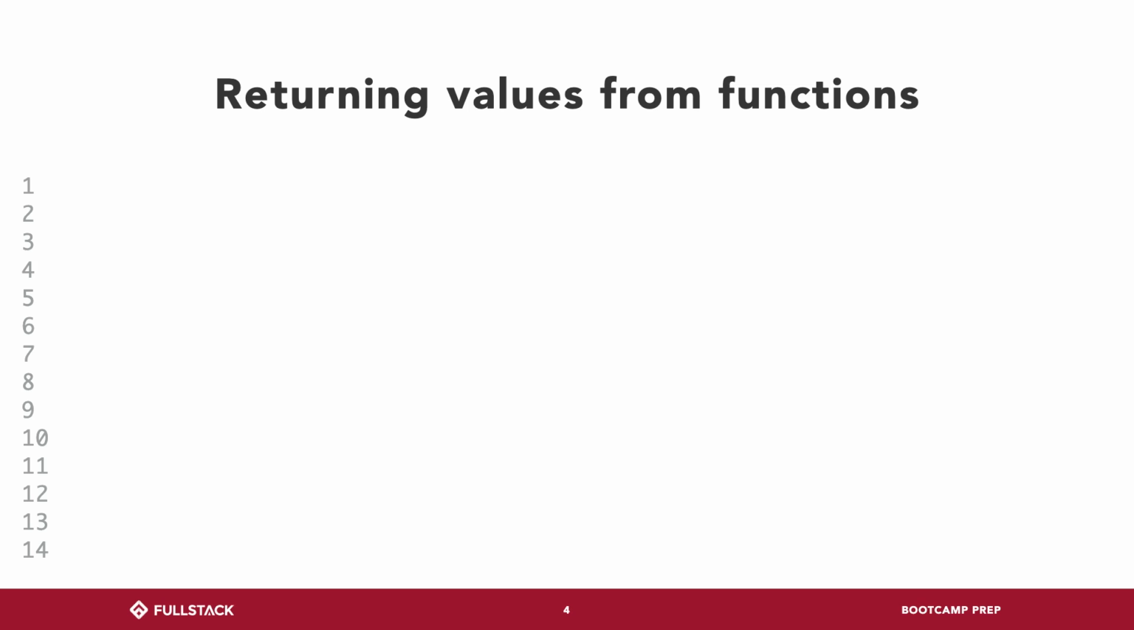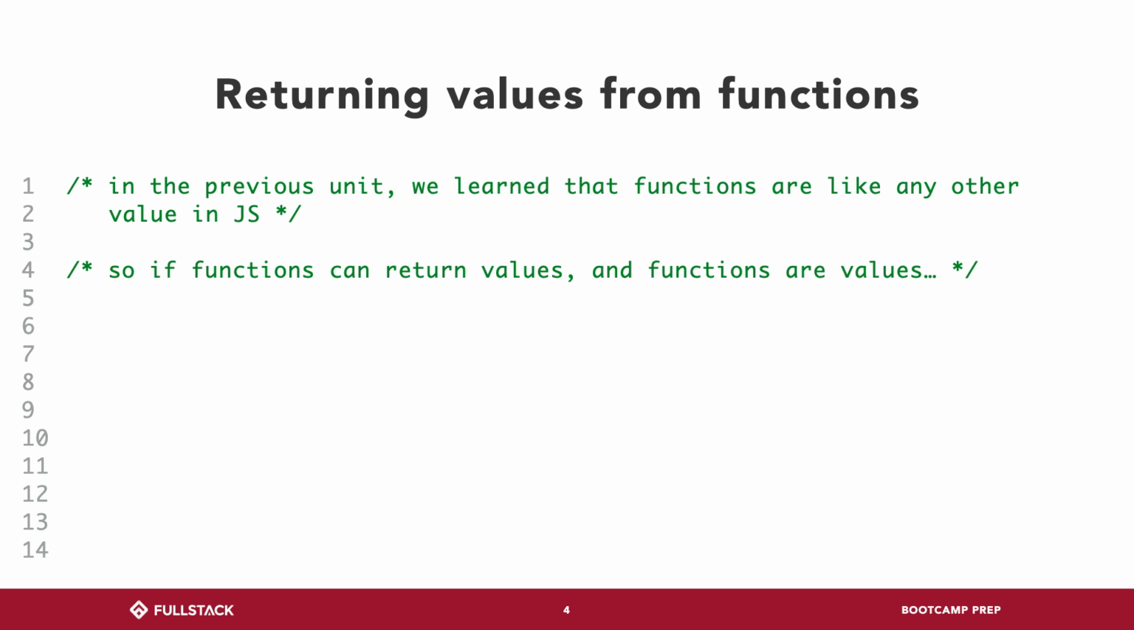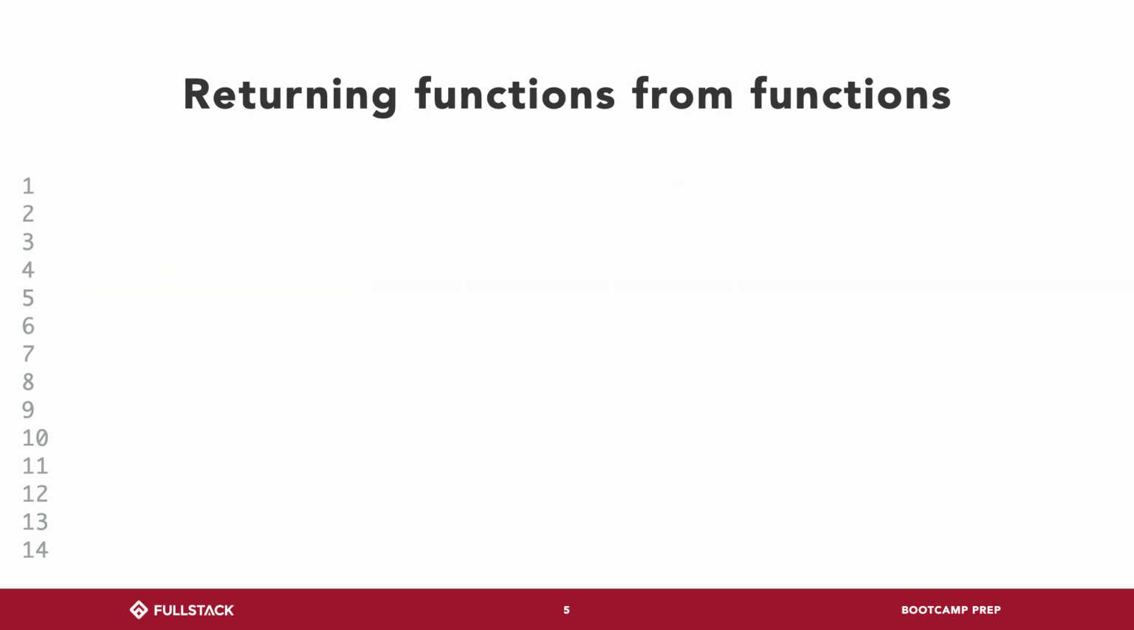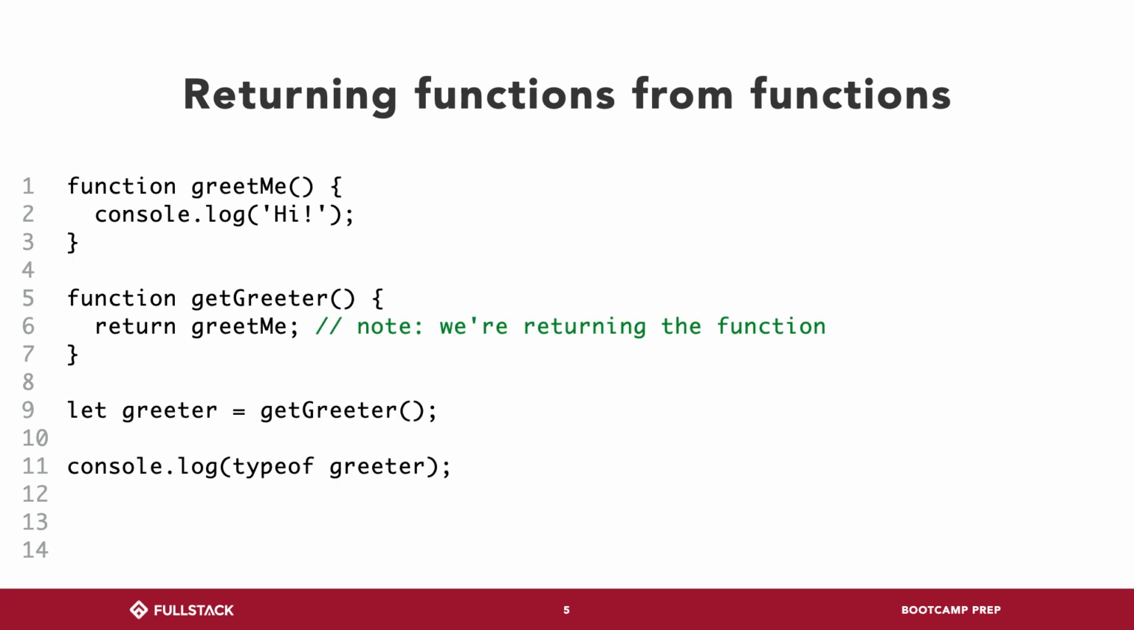Cool. So now, in the previous unit, we learned that functions are like any other value in JavaScript, right? So if functions can return values and functions are values, then functions can return functions. This is kind of like the example I just showed you. We define a function up here, greet me, and if this were to be invoked, it would just console log hi. Okay? And then you define another one, get greeter. Get greeter, if this were to be invoked, would return greet me. It would return the function.